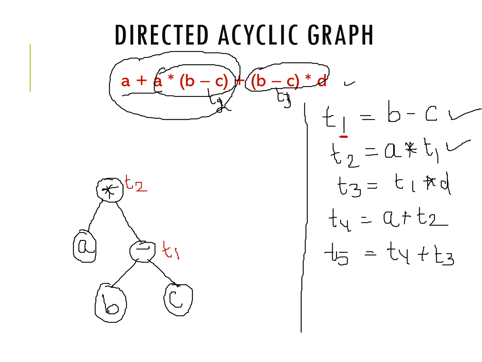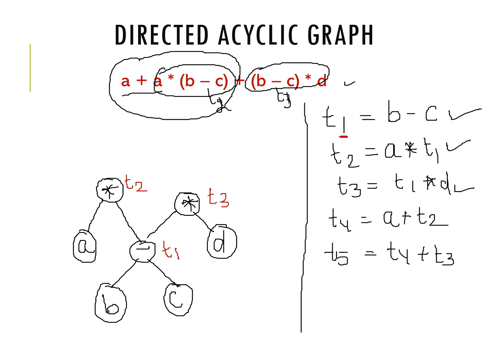Let us go to the next equation, that is T1 into D. Again, if you observe, T1 is existing, D is on my right hand side. I have to perform the multiplication operator and I will connect this. Again, star will be renamed as T3.